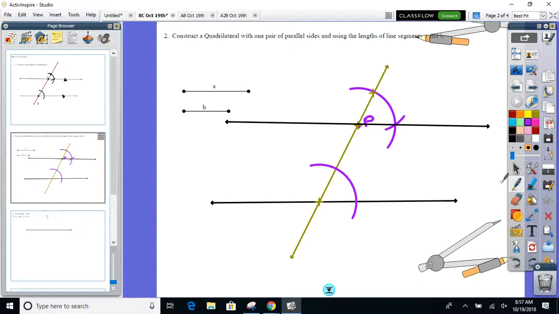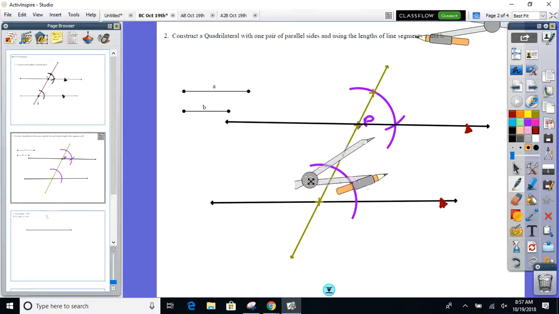Okay, and some of you guys are noticing what's coming up next, which is good. What do I know about my lines right now? They're parallel, and that was the first condition. You had to have one set of parallel lines, which I do. Now, what's my other condition? 2 of the sides in this quadrilateral have to be lengths A and B. I think it's going to be the easiest just to do them on the parallel lines. All right, how do I copy a line segment again? So let me copy A. I'll open up my compass the length of A.